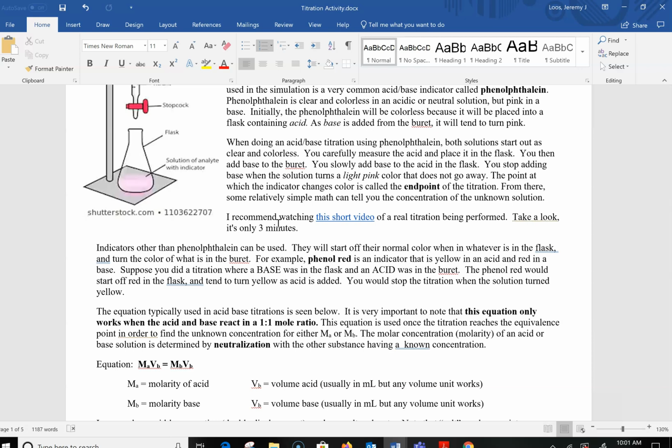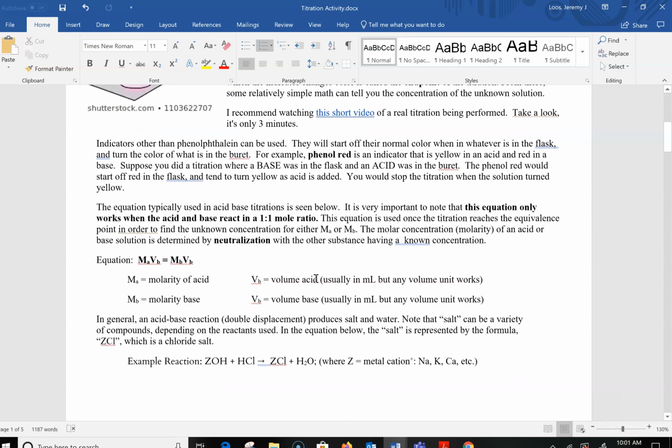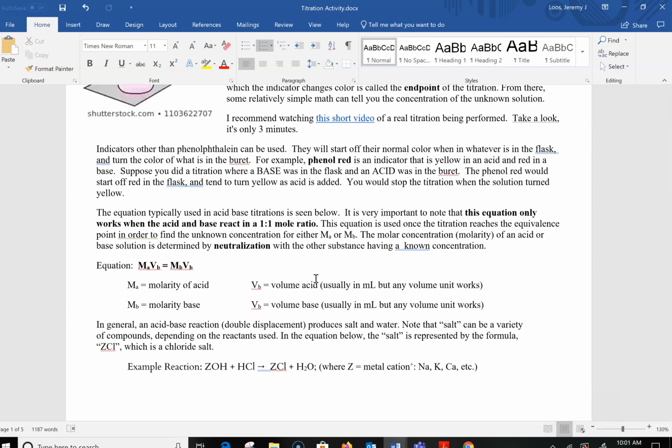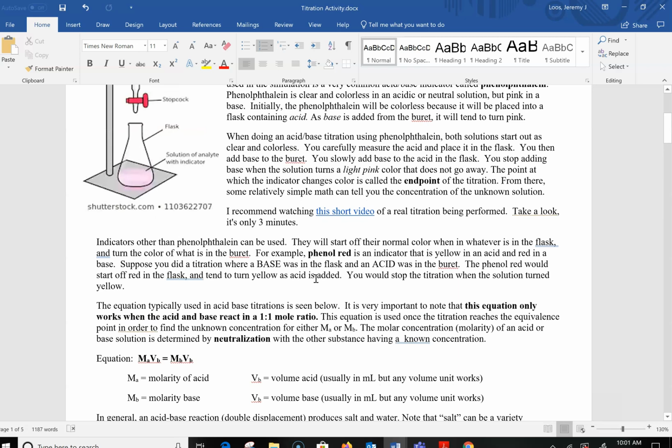If we were in a normal classroom doing this in real life, we would almost certainly do one of these titrations for real. It would be a great idea to watch this little video after you watch this one, just to see what the actual process looks like, so you get a good feel for it. Once you reach the endpoint and you take some measurements of both volumes, it's a pretty simple calculation, which we'll get to in a second, to actually figure out the concentration.